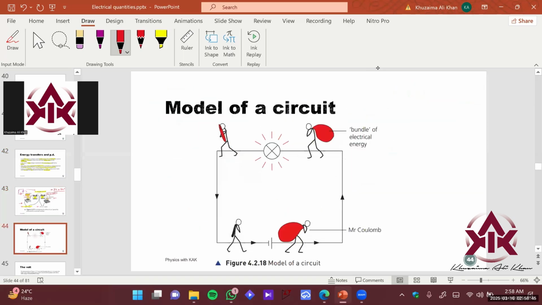So let's understand the story here. How does the circuitry work? You can imagine Mr. Coulomb as the person who is doing all the hard work here. You can imagine him as Popeye. Have you seen Popeye the Sailor Man? I believe everyone has seen this television cartoon. This is Popeye the Sailor Man.